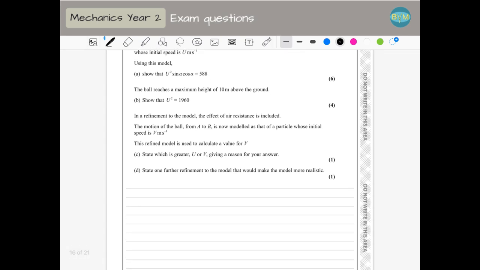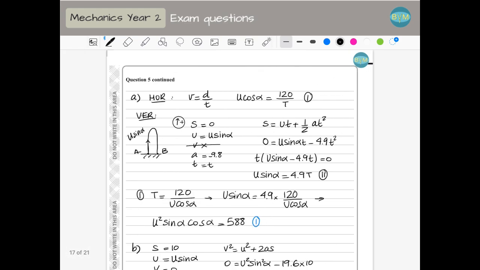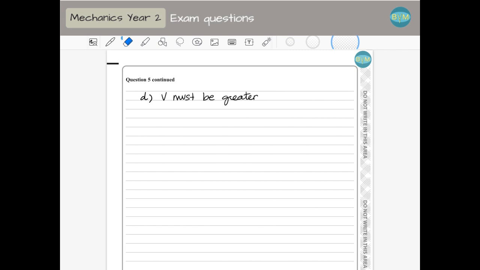And then, no, that was C. And D, state one further refinement to the model that would make the model more realistic. I would always recommend in projectile questions or motion under gravity, if they ask you to give or to suggest a refinement of the model, you always can say use a more accurate value of gravity, because it's just simple, and you are going to get the marks. So this was C, and D is more accurate value of gravity.